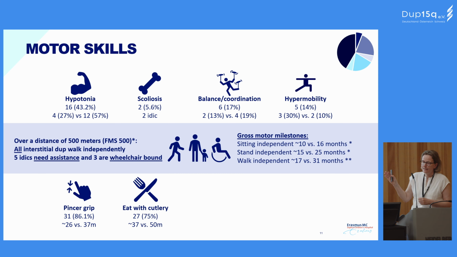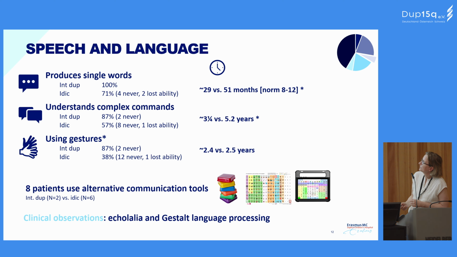I want to be short with that. All interstitial children learn to walk. And I think about, what was it? 40% of the children with EDIC do not walk, or need support, or are completely wheelchair bound. And the hypermobility, which was discussed earlier.